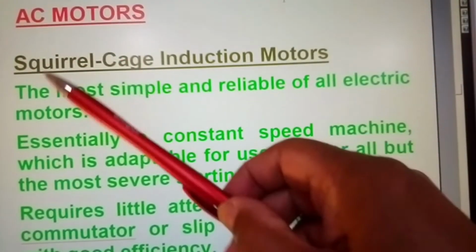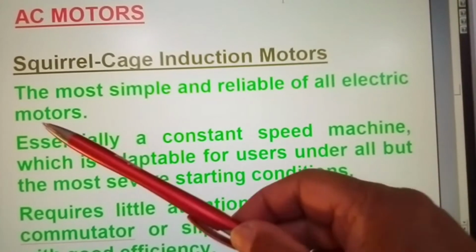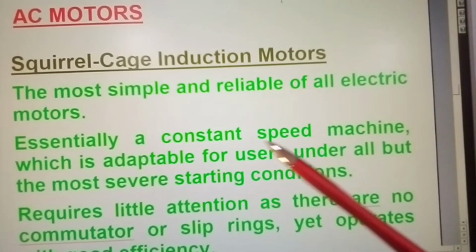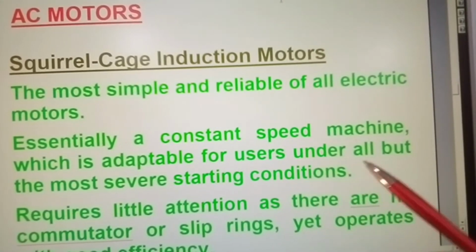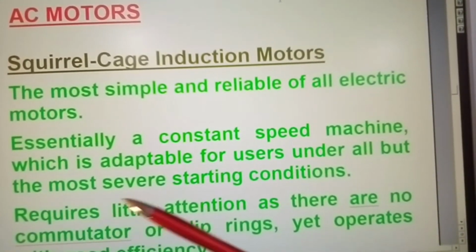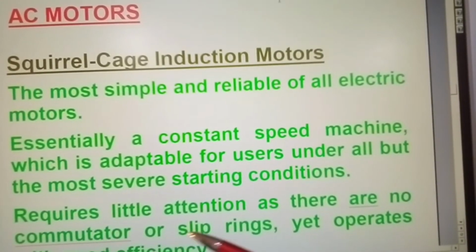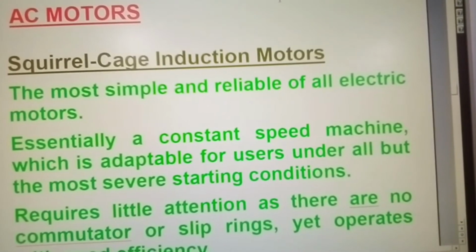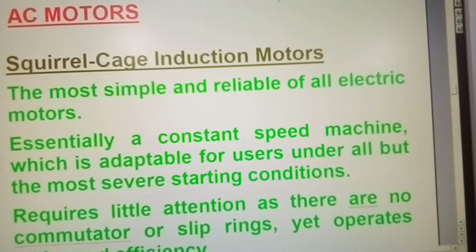AC motors, squirrel cage induction motors, the most simple and reliable of all electric motors. Essentially a constant speed machine which is adaptable for use under all but the most severe starting conditions. Requires little attention as there are no commutator or slip rings, yet operates with good efficiency.